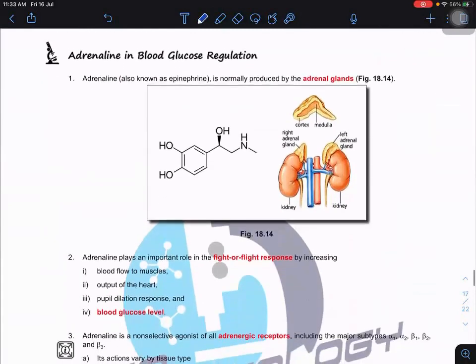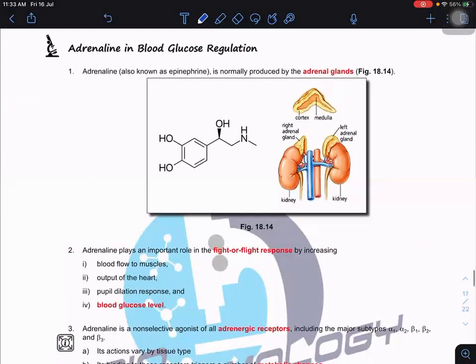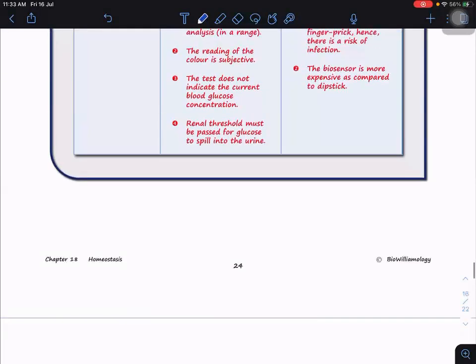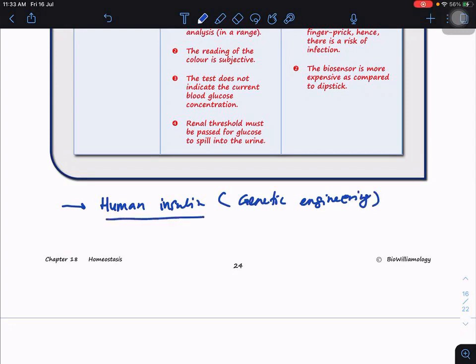So we come to the last part here, okay? Before we go to adrenaline in the blood glucose regulation, I did include human insulin, produced by genetic engineering. Okay, this one I have done before already, right? Why do we use human insulin compared to animal insulin? We have done this in gene technology.